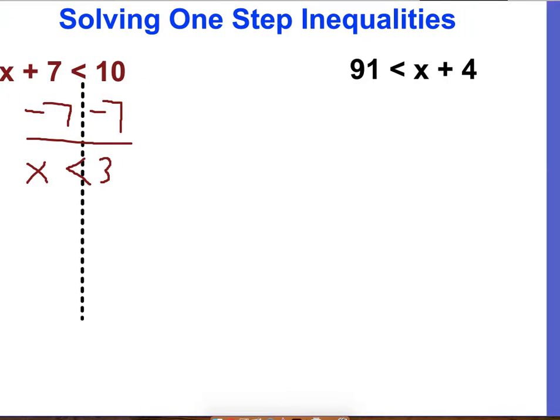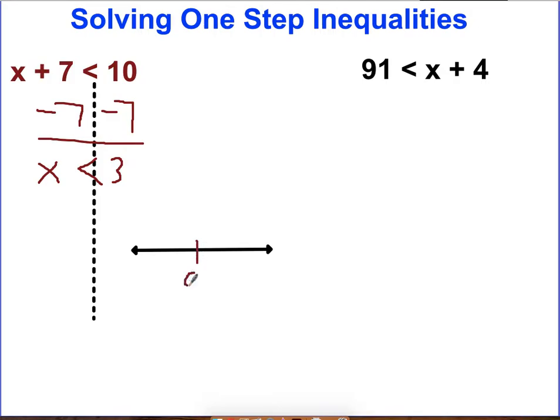The step that's different here with inequalities is I will go ahead and plot this on a number line. So here's 0. 3 would be greater than 0, so over here. And when we draw our circle around 3, we're going to keep that open because it's less than. It's not less than or equal to. And less than, I would point to the left or shade to the left to show that these are all the values. Every number less than 3 would be a possible solution for this.